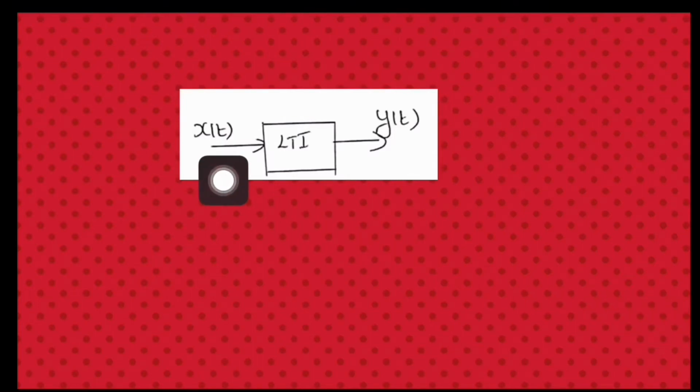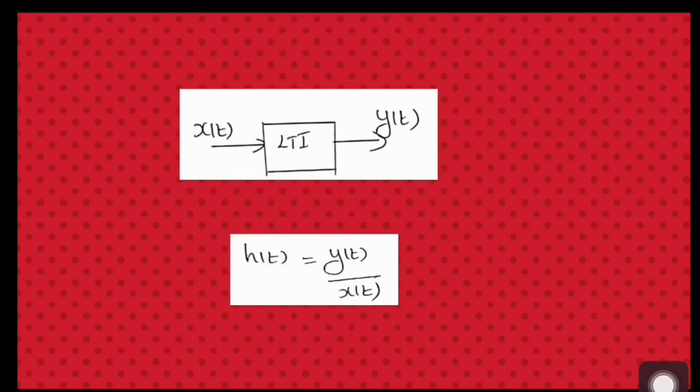You can see the block diagram of an LTI system here. X of t is marked as its input and y of t as its output. Now, can anybody tell me what is the impulse response of this LTI system? How can we define the impulse response of this particular LTI system? Any guess? Alright, the impulse response h of t of this LTI system is defined as y of t by x of t, where y of t is the output and x of t is the input.